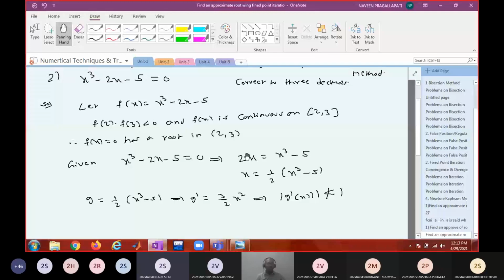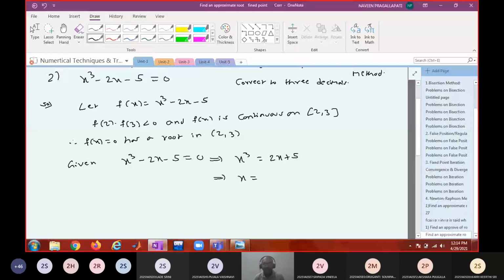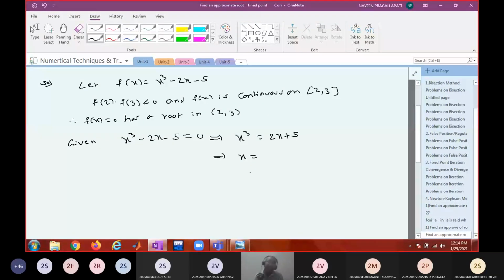Yes, sir. So how shall we rewrite this equation then? x equal to 2x plus 5 whole power 1 by 3. So if you write this as x cube equal to 2x plus 5 and x equal to, again I'm warning you, every time this strategy may not work. Sometimes you may have to rewrite in another form. So x equal to 2x plus 5 whole power 1 by 3. Just see for some random values of x in between 2 and 3.